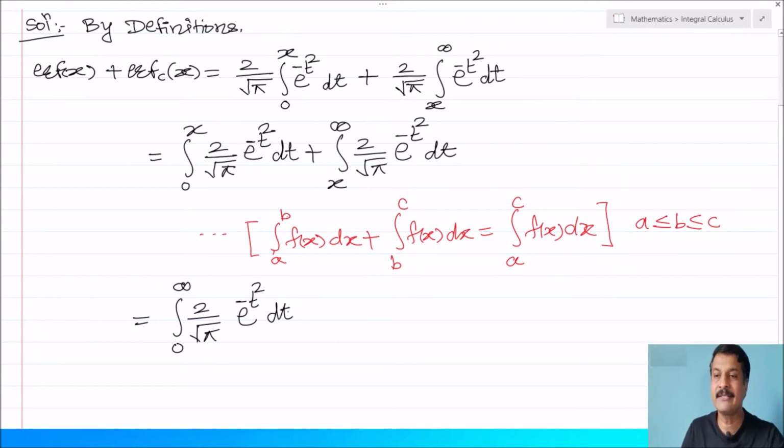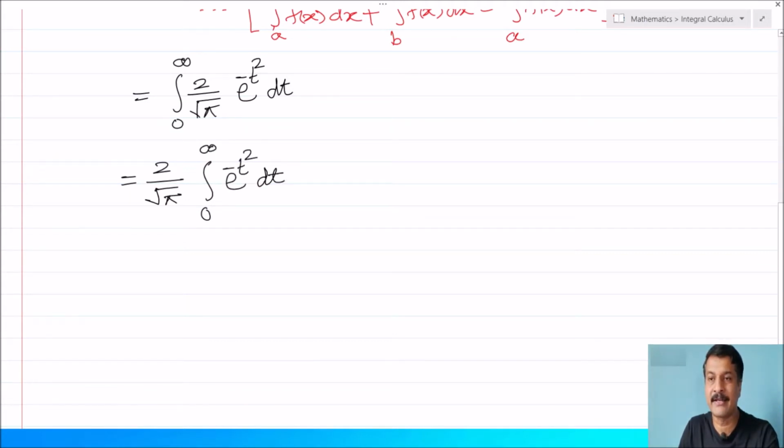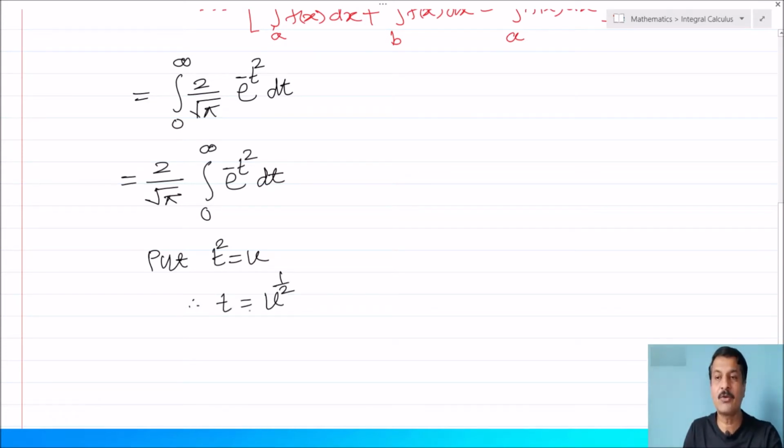Now evaluate this integration. How? The constant term 2 by root pi we take outside, and we get integration 0 to infinity e raised to minus t square dt. This suggests we take t square equal to u. So what is the value of t here? Taking the square root of both sides, t equals u raised to half, and therefore dt equals 1 by 2 u raised to minus half du.